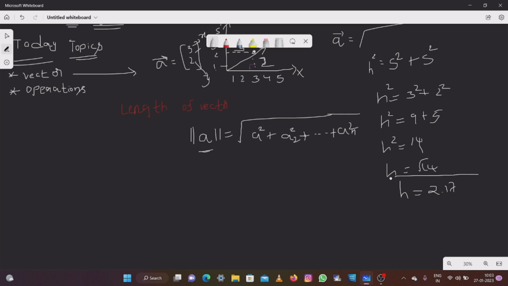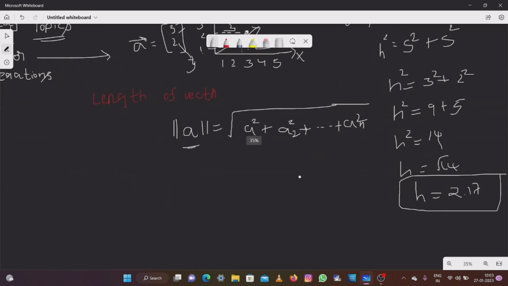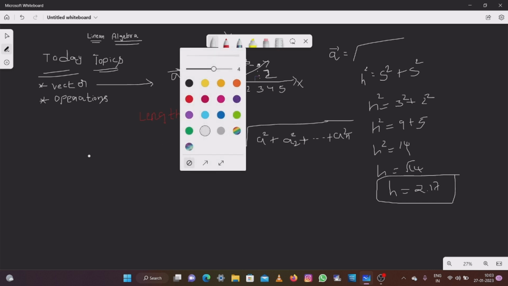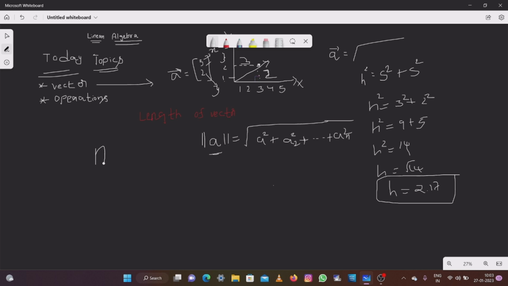So that is the value of h, approximately 3 point something, and this is the application of the Pythagoras theorem. Like this we can find the length of individual vectors or n-dimensional vectors. This formula belongs to n dimensions. Okay, I think you have understood this topic, what a vector is and how to find the length of vectors.